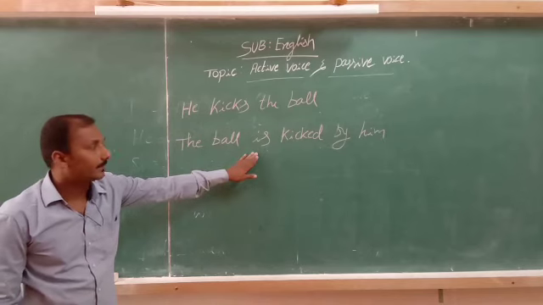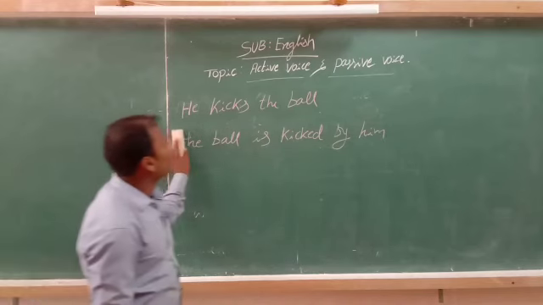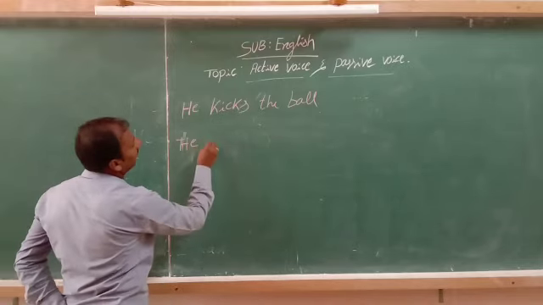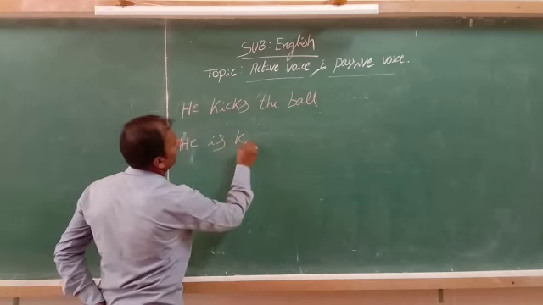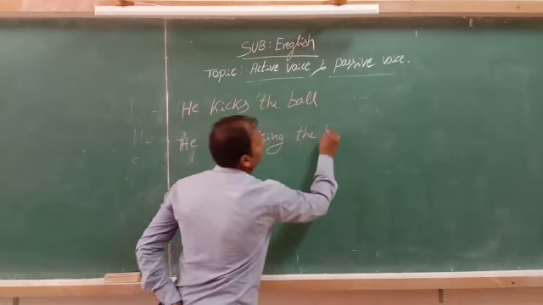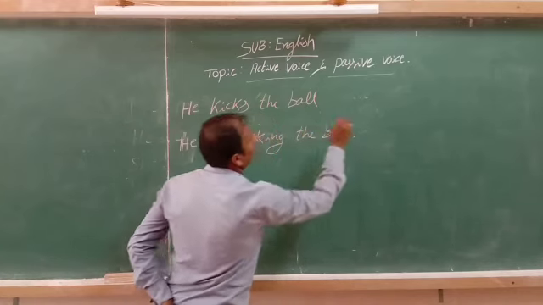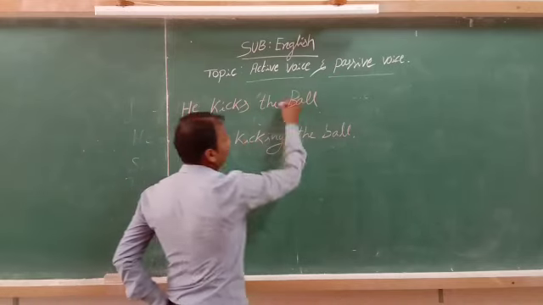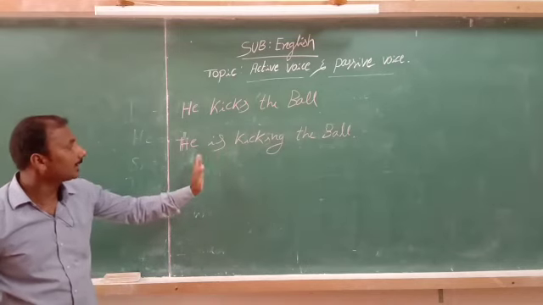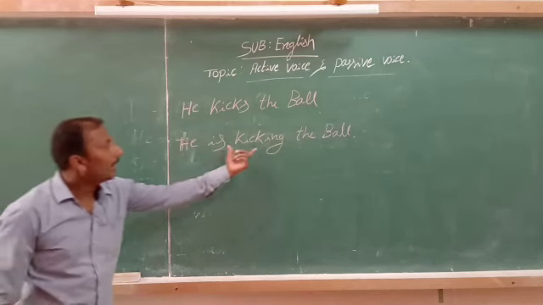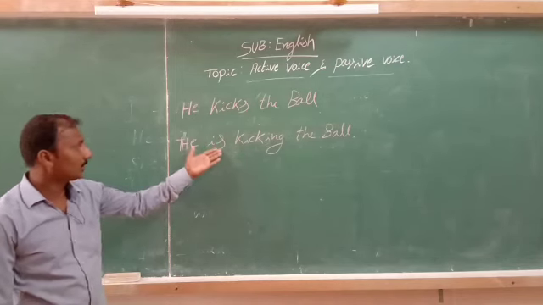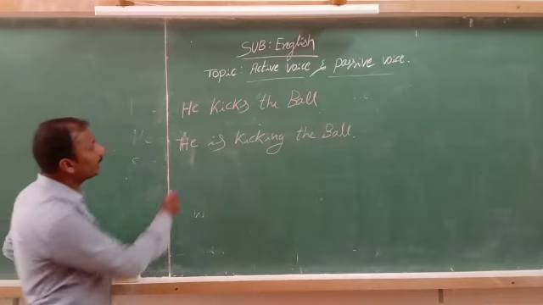The same sentence, suppose we change it into continuous tense: He is kicking the ball. He is kicking the ball. So this is a continuous tense and the verb is in the ing form. Then it takes a be form helping verb: am, is, or was. So is is the present tense. So he is kicking the ball.